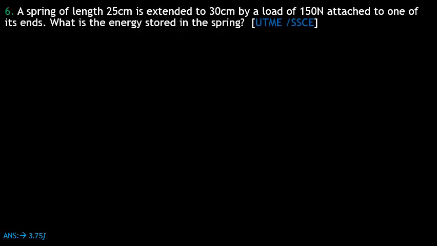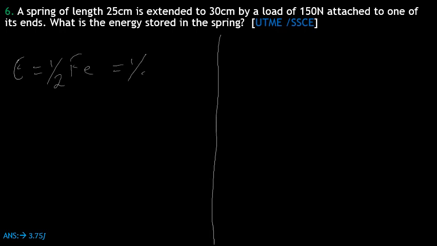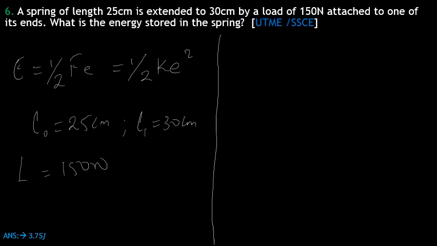A spring of length 25 cm is extended to 30 cm by a load of 150 Newton attached to one of its ends. What is the energy stored in the spring? Again, energy stored in any elastic material is half Fe, also given by half Ke squared. But in this case, we are given the original length, 25 cm, and original length plus the extension, let's call this one L1, that's 30 cm, and then we have the load or the force, it's 150 Newton. So it's obvious that we are going to use this particular one.